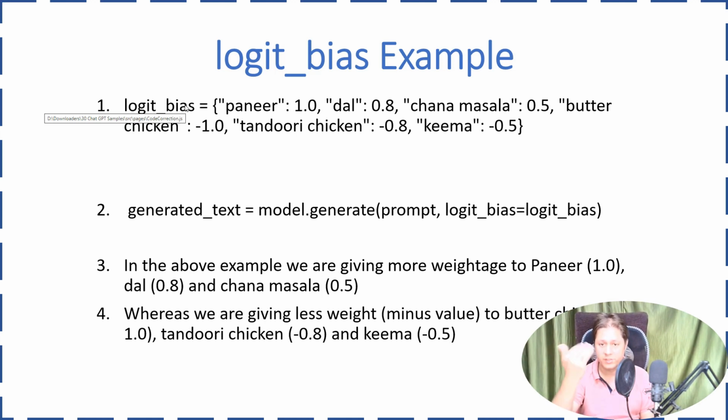So whenever it gives you a result, it will consider this Logit bias parameter, and in the answer it will use more and give more weightage to paneer, chana masala, whatever the vegetarian things, and give the response accordingly. Okay.